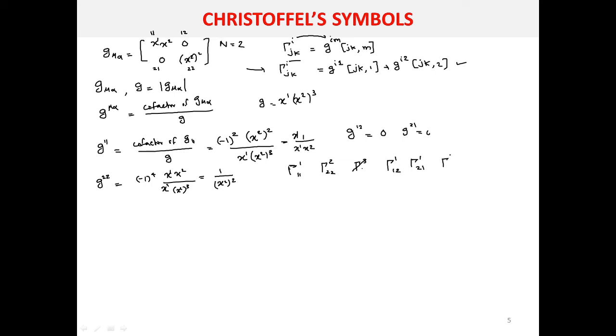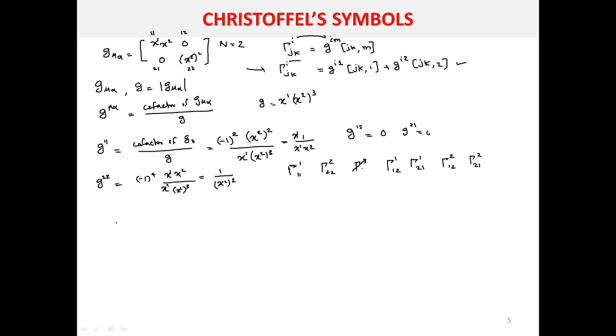And then you can calculate gamma 2 1 2 and gamma 2 2 1. Of course the values of these two Christoffel symbols will be the same, and so you can find the values of various Christoffel symbols: gamma 1 1 1, gamma 2 2 2, gamma 1 1 2, gamma 1 2 1, gamma 2 1 2. I'm just going to calculate only a few of these terms.